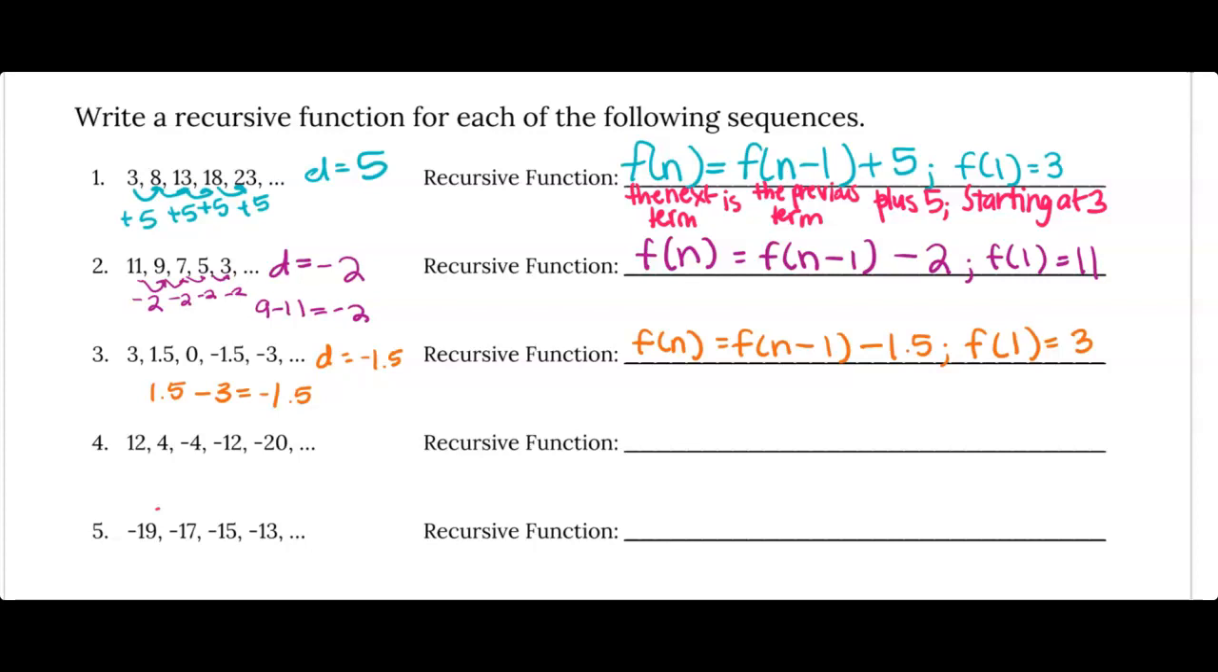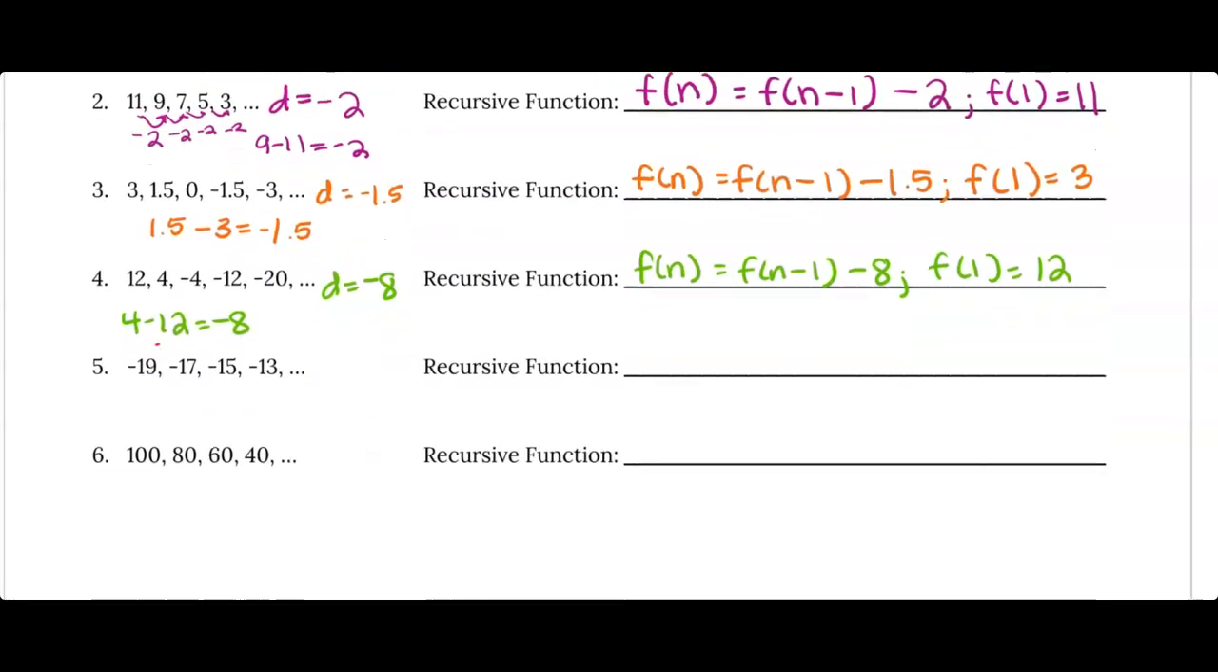So for number 4, repeat the same process. Find my D value. So I can do 4 minus 12 is equal to negative 8. So D is equal to negative 8. Filling in my function rule, the next term is the previous term minus 8, starting at 12. Now you take a few minutes and do numbers 5 and 6 and then check your work back.